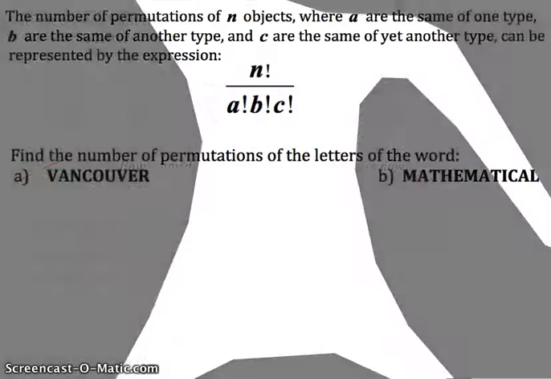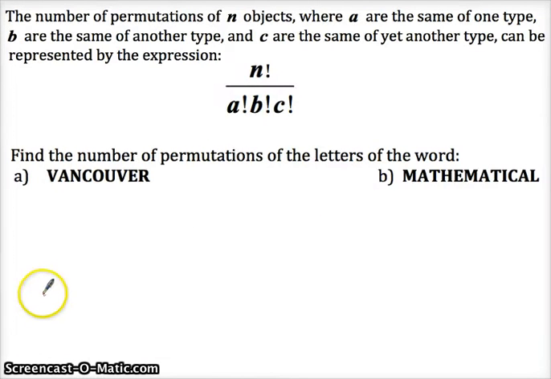Okay. The question again is just how many different arrangements are there? So the number of permutations of n objects where you have A of the same of one type, B of the same of another type, etc., can be represented by this equation. So how many different looking words can we make of this? Oh, and we're talking about total permutations. So 1, 2, 3, 4, 5, 6, 7.